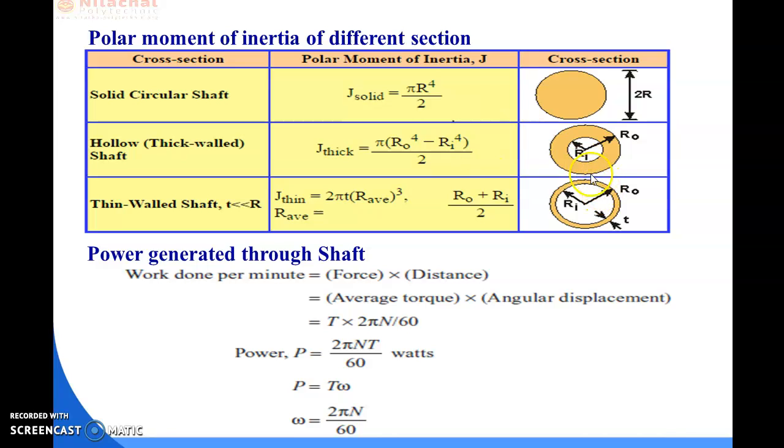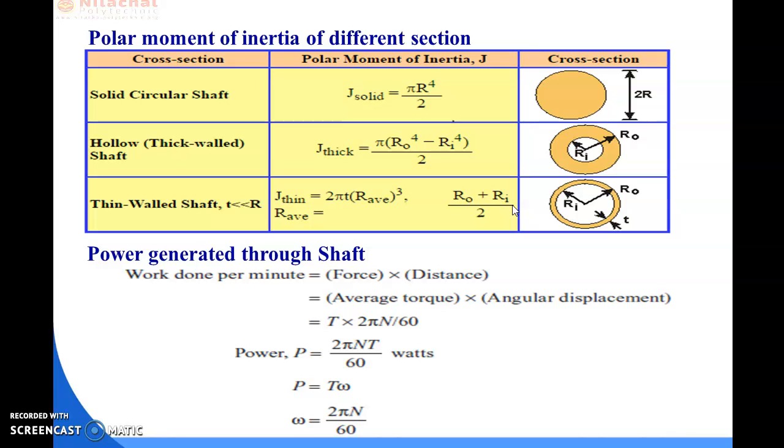Then the third one is again a hollow circular section, but here the thickness between the two circles is small. So here you can put the value as 2 pi t into r average to the power 3, where the r average value you can find out by r0 plus ri divided by 2. So r0 is the radius of the outer circular section and ri is the radius of the inner circular section.